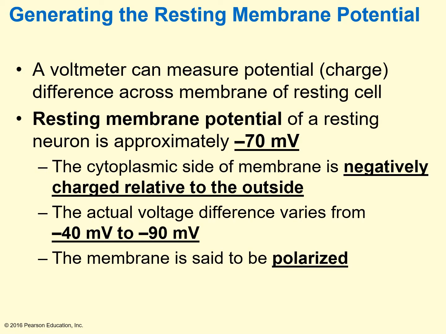We can actually measure the resting membrane potential, when a cell is just sitting there, and we know that it averages about minus 70 millivolts. It can range anywhere from 40 to 90, but it averages around 70. So what does this mean? It just means that inside the cell is slightly negative as compared to outside the cell, because there is this difference in charge that's not equal on either side. It just means that the membrane is what we call polarized.